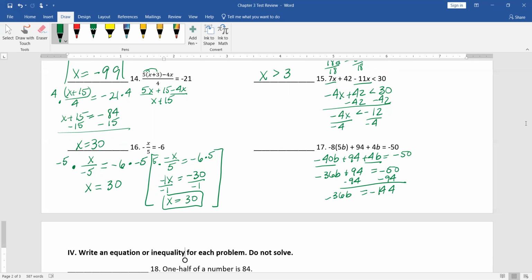Okay, so -144. So we divide by -36. So our answer is going to be positive, right? Because we have a negative divided by a negative. And so I think this is 4, right? Because 30 times 4 is 120. And 6 times 4 is 24. And when you add those together, you get 144. So yeah, so b equals 4.